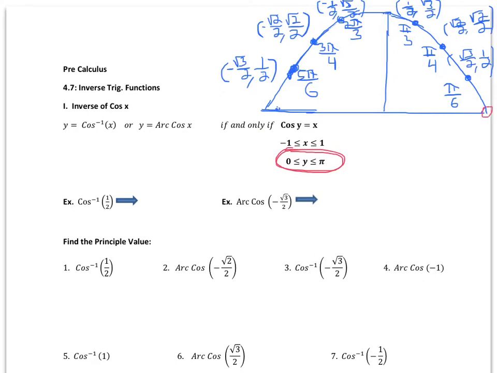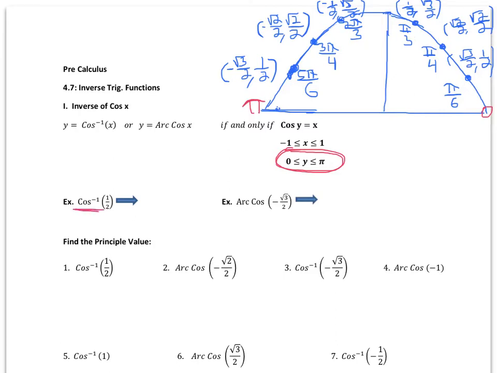We'll say this is 0 right here, and this is pi. So really, we're only looking at the first two quadrants. You can see my lovely half circle there. And I just have all the ordered pairs, and basically these are all the possible answers when we do inverse cosine. Okay, let's look at the first example, this right here.